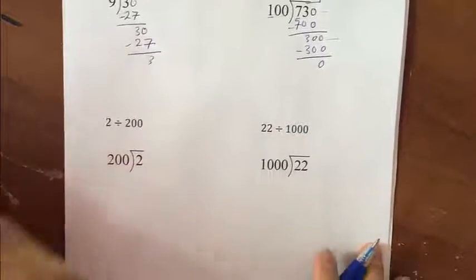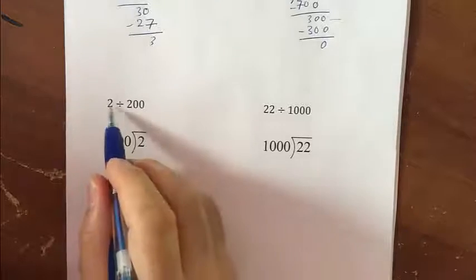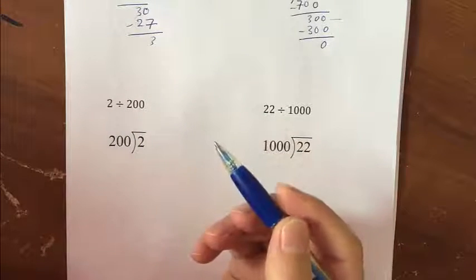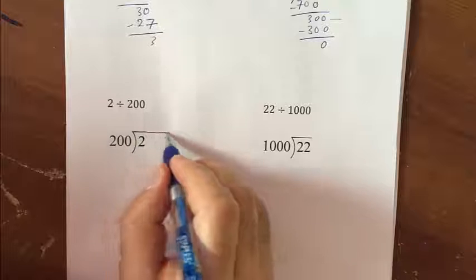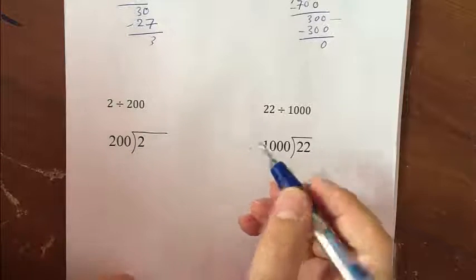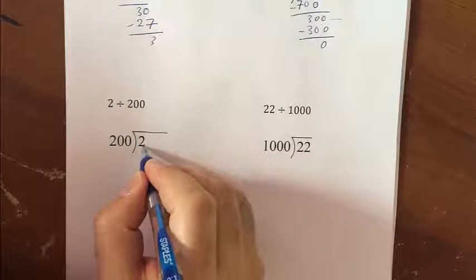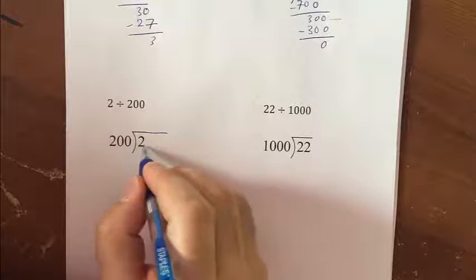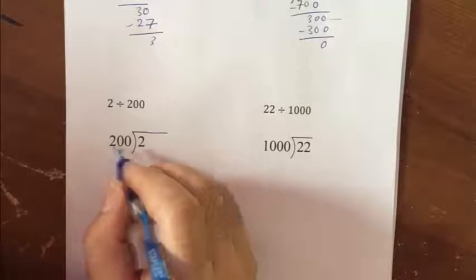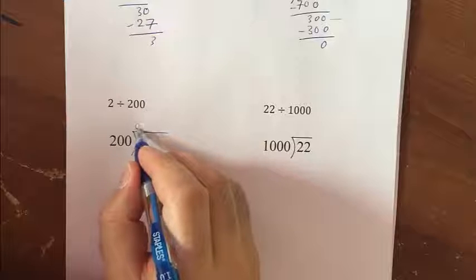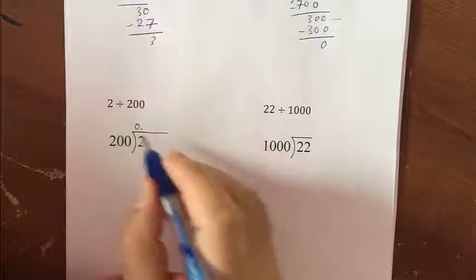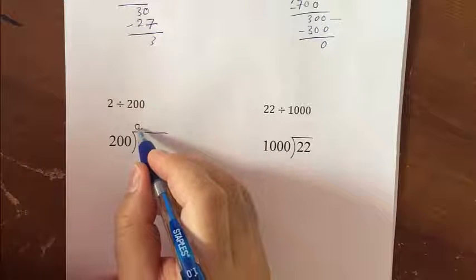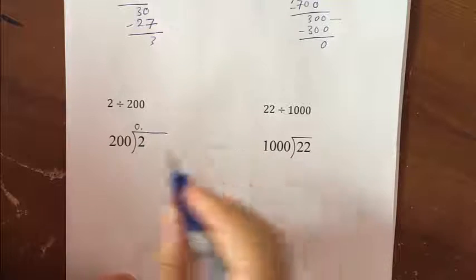Now with this example, we have 2 divided by 200. So this is now a little different. We want to make this number bigger than this to be able to divide it, right? So what do we do? You put a decimal point and a 0. Always start with a 0 and a decimal point.